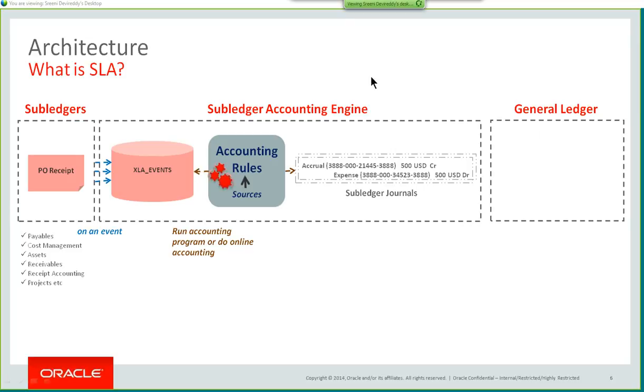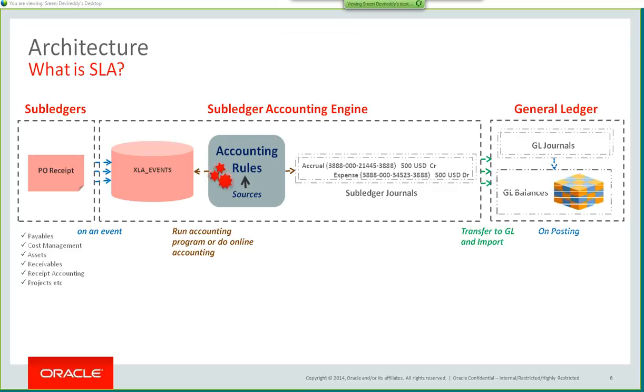So the journals that get created, they are still called subledger journals. They are not in GL yet, as you see. They are within the engine. So these subledger journals have to be transferred to GL and imported into the GL. So transfer will place them in interface table, and import will pick from interface table and place them in GL journals table. Okay. Now that you have journals, you have to post them. And when you post them, the GL balances get updated, and we have a multi-dimensional cube in GL that gets refreshed with the new balances.